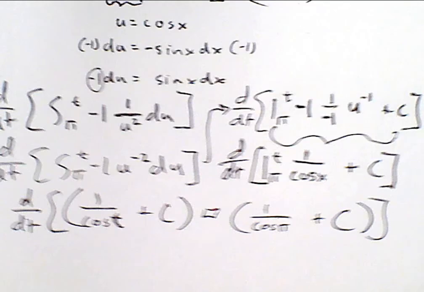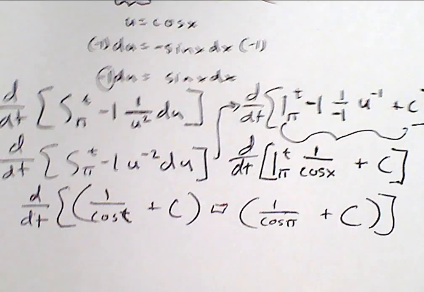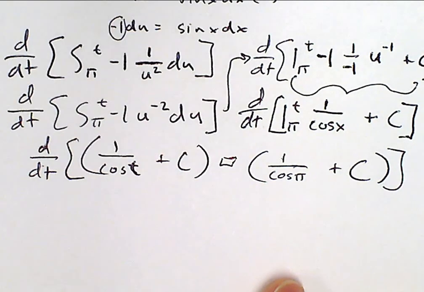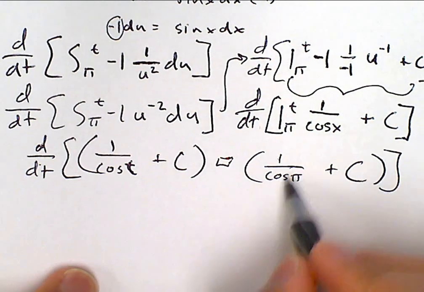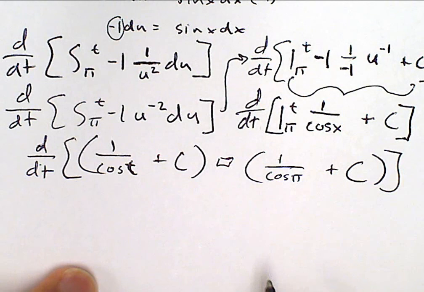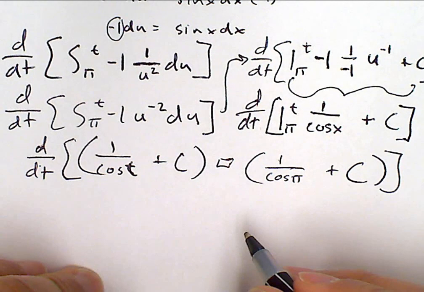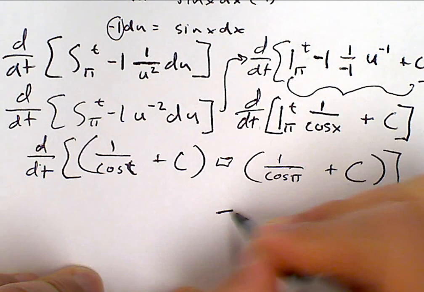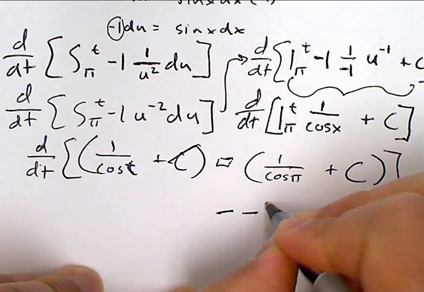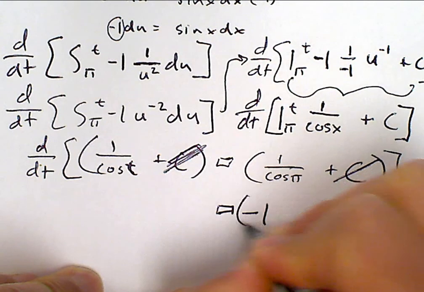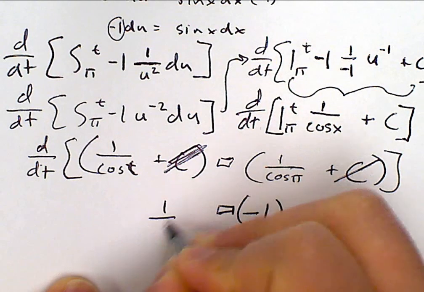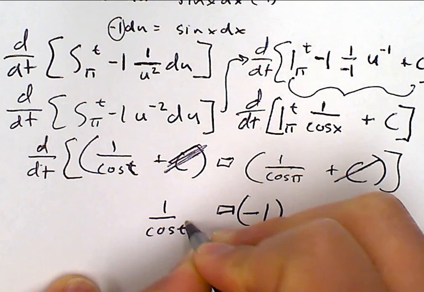All right, now I'm going to start moving quicker because we've done the hard part. We've done the u sub. This is easy. We just got to figure out what's 1 over cosine pi. What's cosine pi? The C's cancel. We're minus a negative 1. We got 1 over cosine t. Comes down.